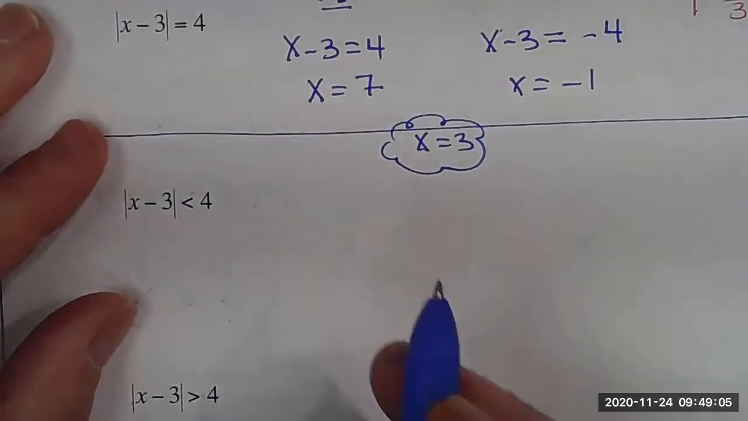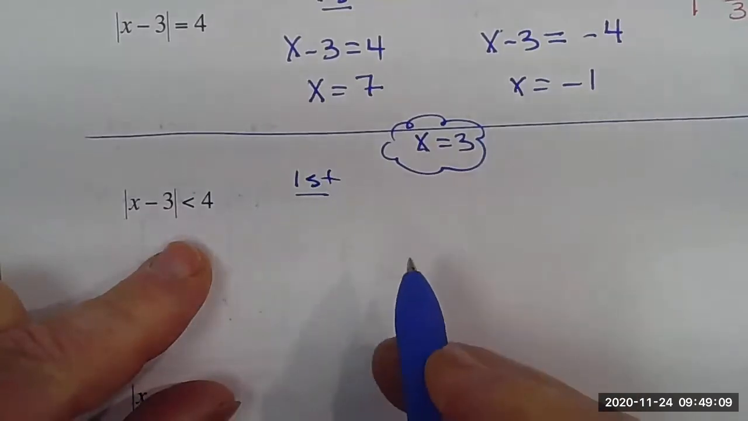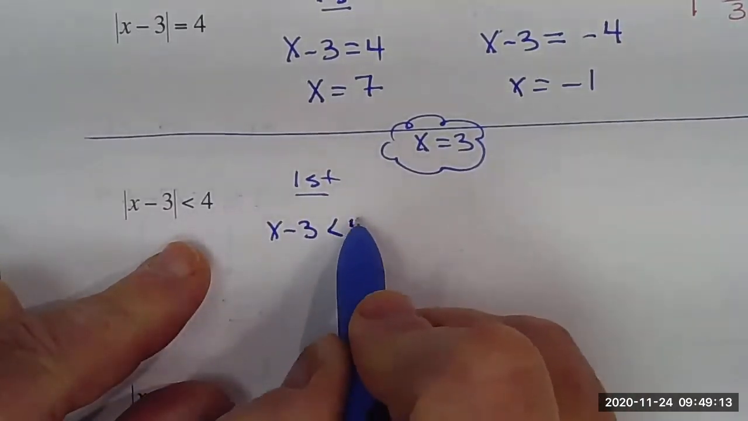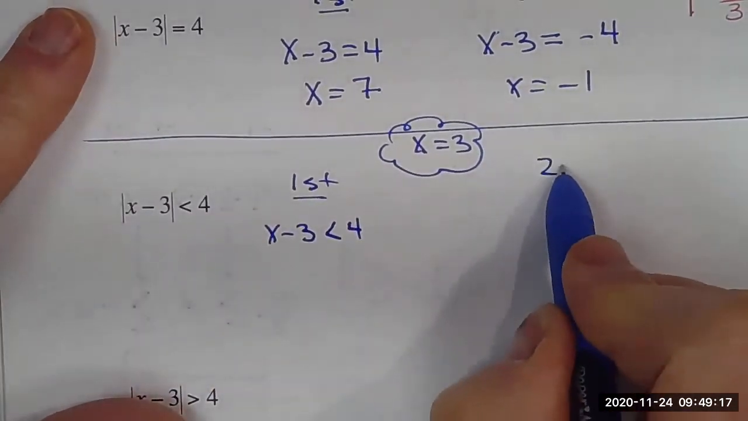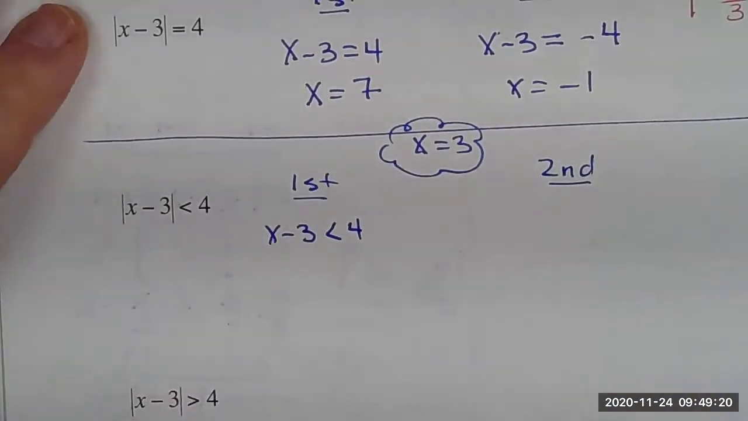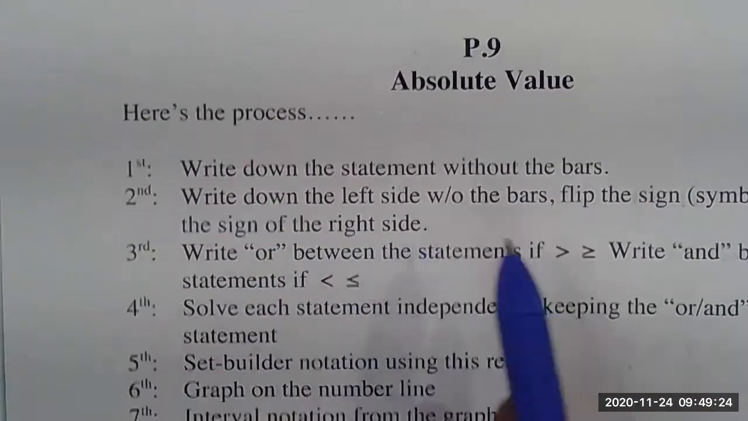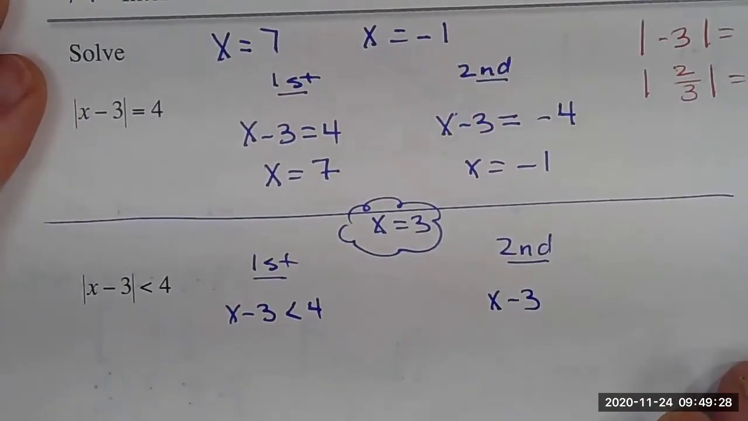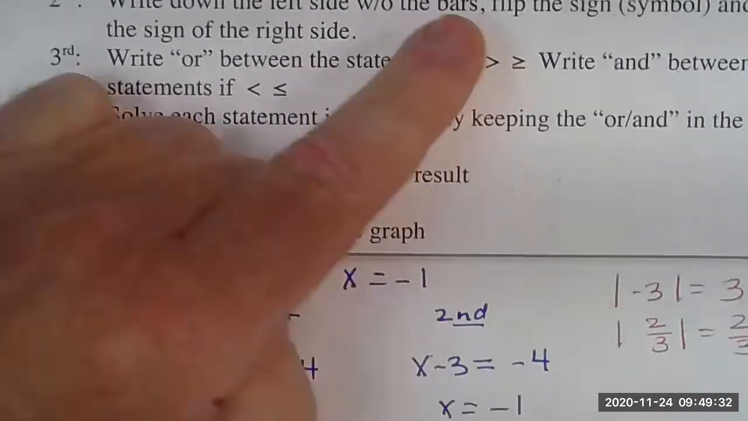Okay, step number 1. Here's your first step. What was it? Write it down without the bars. Step number 2. Write down the left-hand side without the bars. Left-hand side only. That would be x subtract 3. What else? Comma, flip the sign.